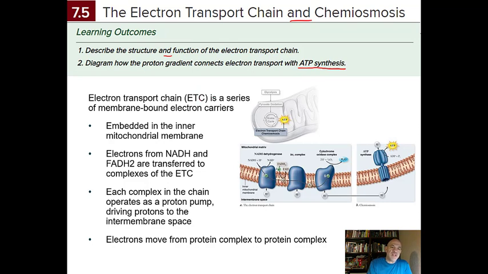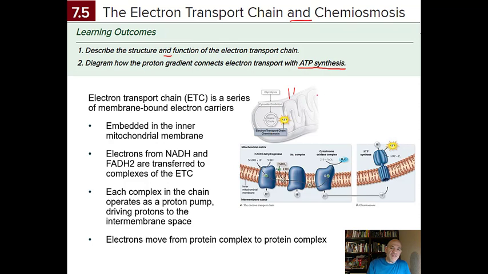So electron transport is going to be a series of electron carriers that are going to be found in the inner membrane of the mitochondrion. I showed you this earlier during, I think, the first section of this chapter. You have your outer membrane, and then all along this inner membrane, you're going to have these carriers.